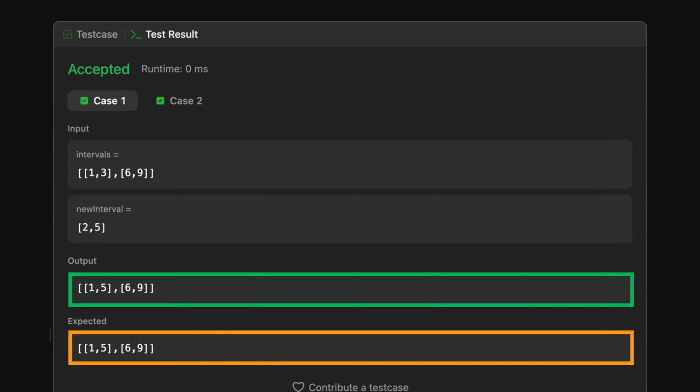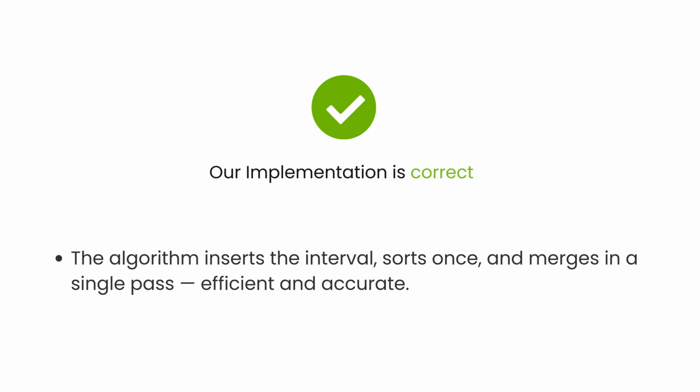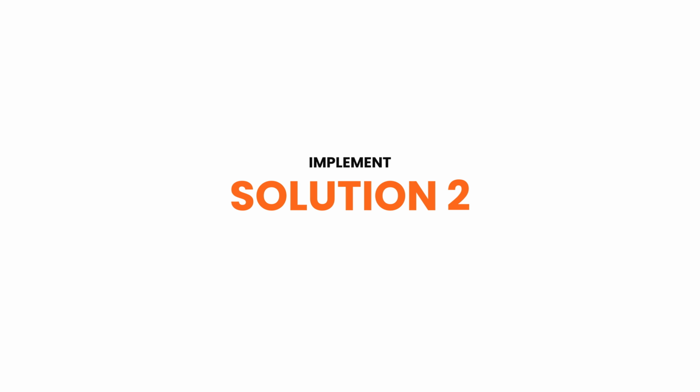while 6,9 stays separate. So, our implementation is correct. The algorithm inserts the interval, sorts once, and merges in a single pass, efficient and accurate. Let's try to implement it using solution 2.